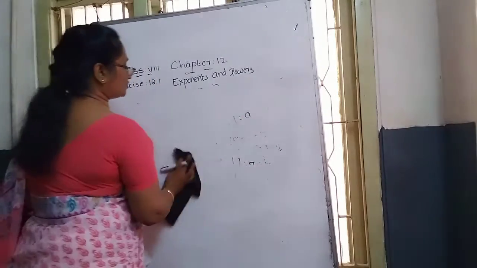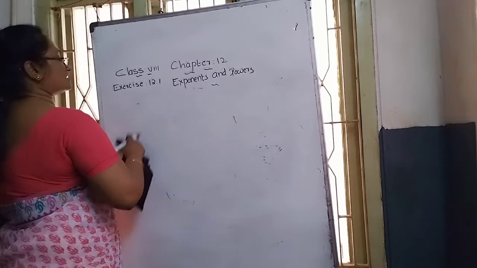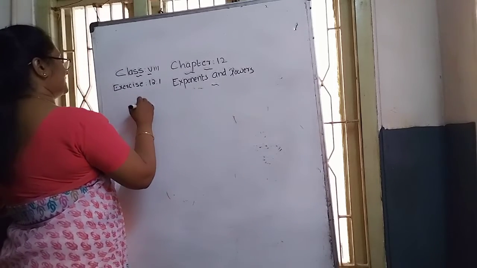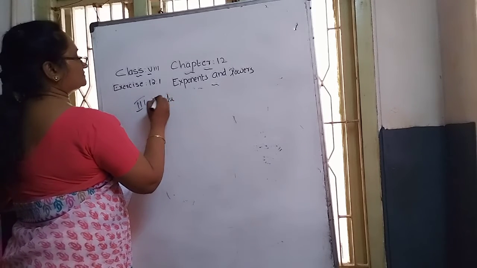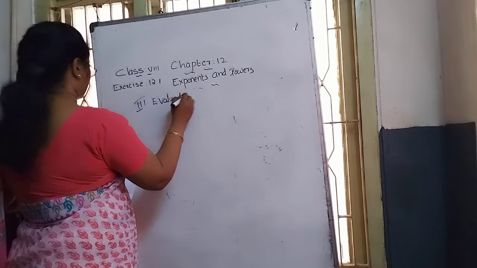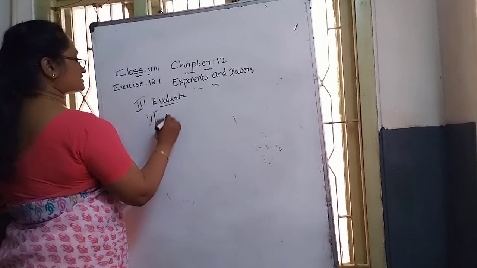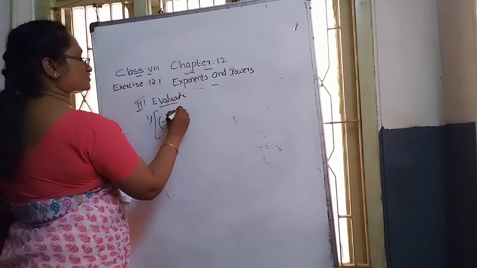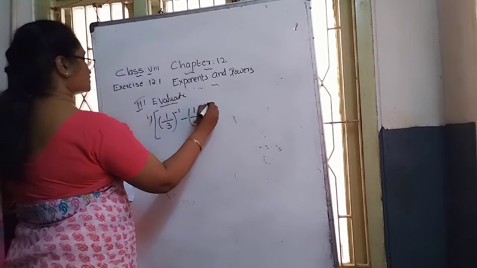Then next we go through the third question. Third Roman, in the third Roman also evaluating type questions. There also find out the value. The first question has a square bracket. Inside the small bracket 1 by 3 raised to minus 1, minus again a small bracket inside raised to minus 1.